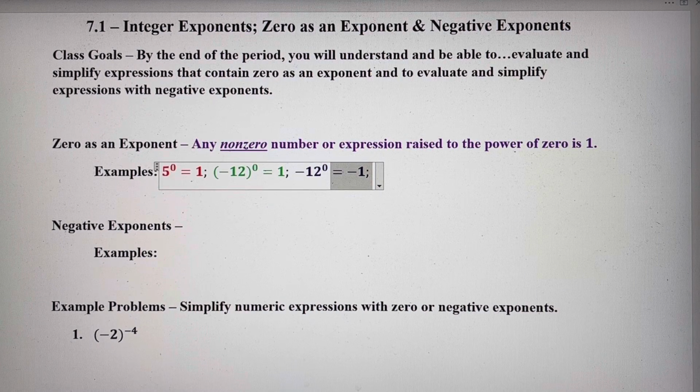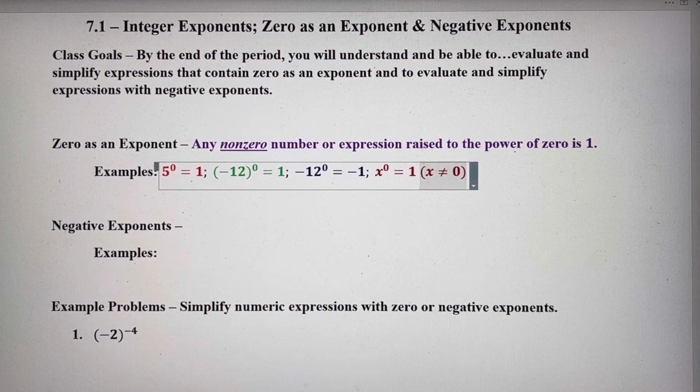Negative 12 in parentheses to the 0 power is positive 1. Negative 12 to the 0, no parentheses, is equal to negative 1. It's really important that you clarify that and understand that right now so you don't make mistakes down the line. So those are numbers to the 0 power. If we've got an algebraic expression involving a variable to the 0 power, that's also 1. It doesn't change because we're dealing with a variable. So x to the 0 is also equal to 1, as long as x is not equal to 0.